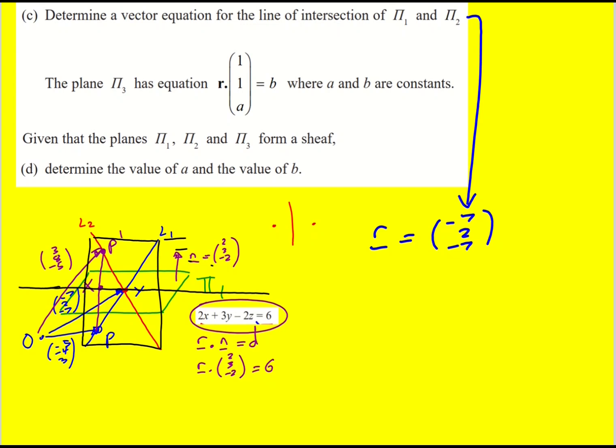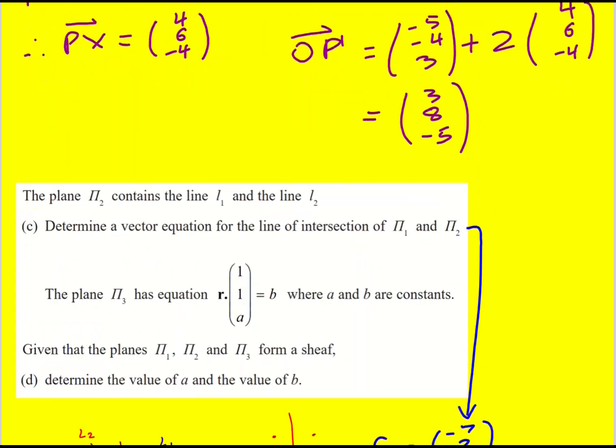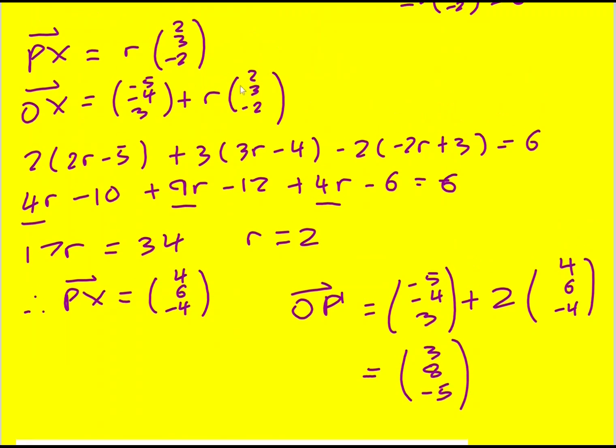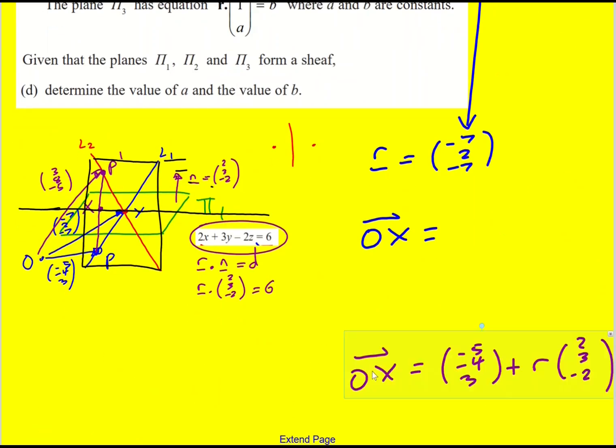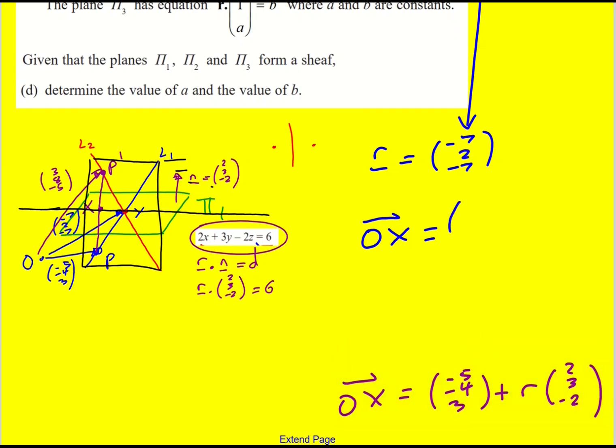And then I actually do need to work out what OX is, I've just realized, because then that's what I'll do to get XY. Apologies. Okay, so I need to put it into here when r is 2. So I'm going to get minus 5 plus 4 gives minus 1. Minus 4 plus 6 gives me 2. And then 3 minus 4 gives me minus 1. So I'm saying that instead of using this one, we could have used this one.